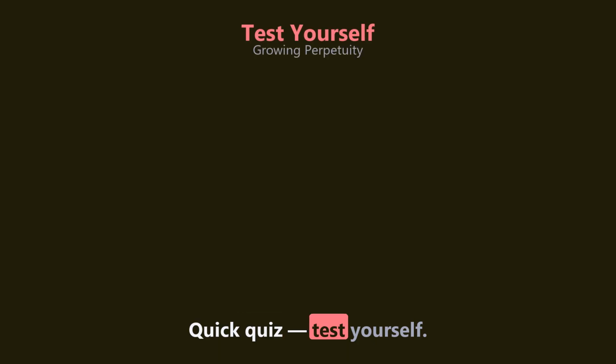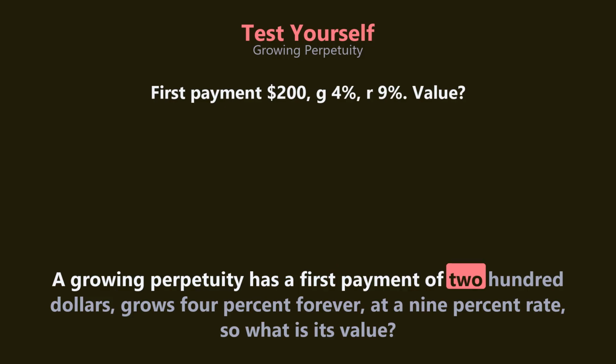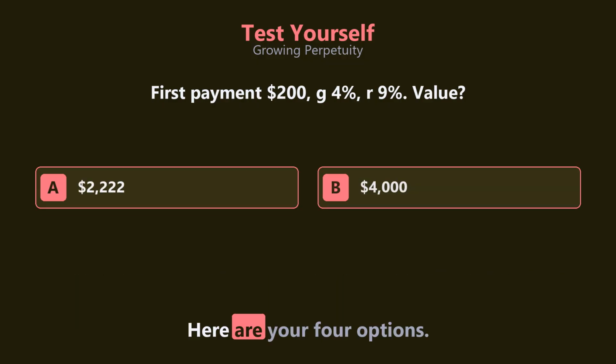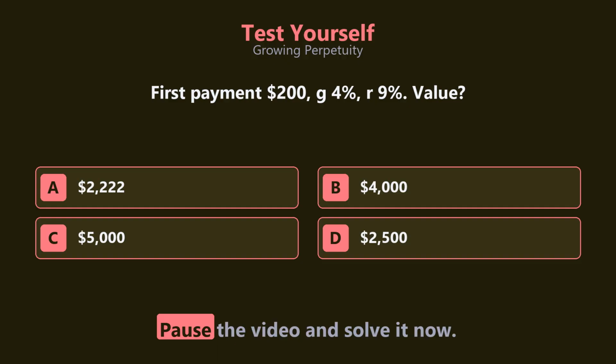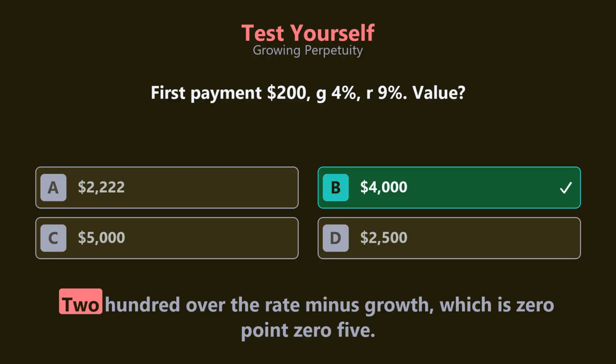Quick quiz, test yourself. A growing perpetuity has a first payment of $200, grows 4% forever, at a 9% rate, so what is its value? Here are your 4 options. Pause the video and solve it now. The correct answer is B, $4,000. 200 over the rate minus growth, which is 0.05.